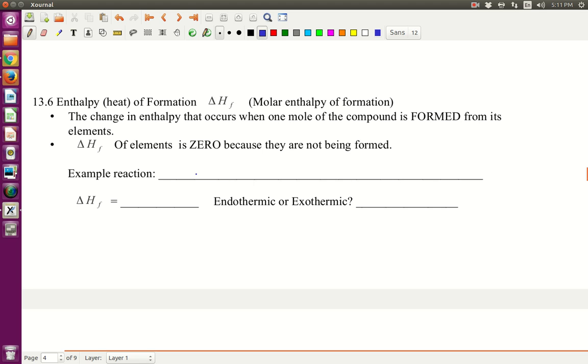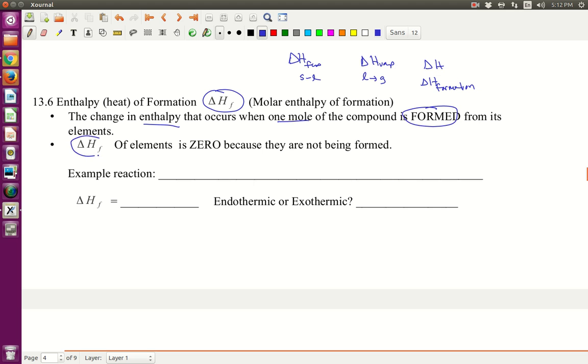All right, next we have the enthalpy heat of formation, delta H sub F. So you've had the delta H of fusion, and that's turning something from a solid to a liquid. You've had the delta H of vaporization, and that's turning something from a liquid to a gas. And you've had the delta H of the reaction, that's just the heat of the reaction, and now delta H of formation. It's the change in enthalpy, heat, that occurs when 1 mole of a compound is formed from its elements.